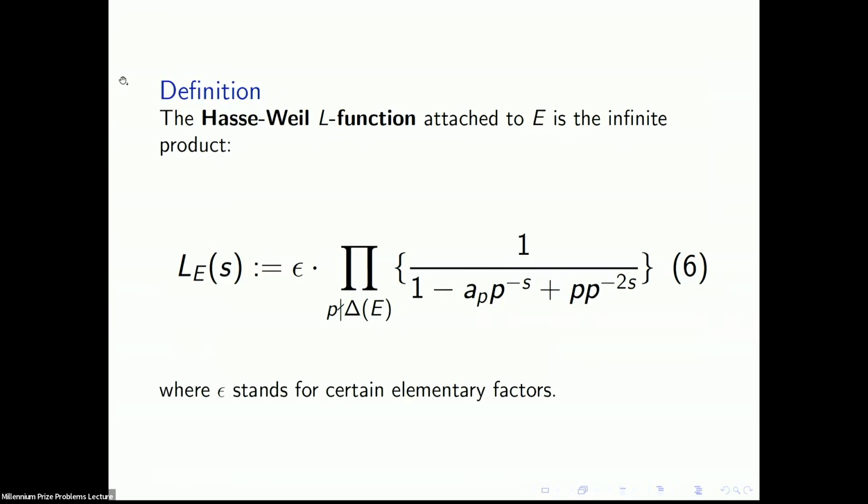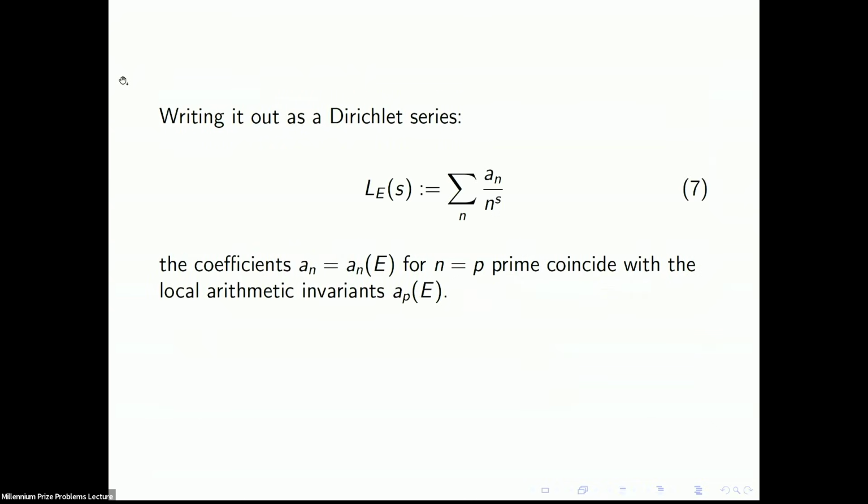The epsilon just stands for elementary factors that are not going to play a role in anything we say. And if you write it out as a Dirichlet series, it's a sum of a_n over n to the s. The coefficients turn out to be, for n prime, exactly the a_p of E from the previous version of classic BSD. So the L_E(s) is just another way of denoting the local arithmetic invariants.